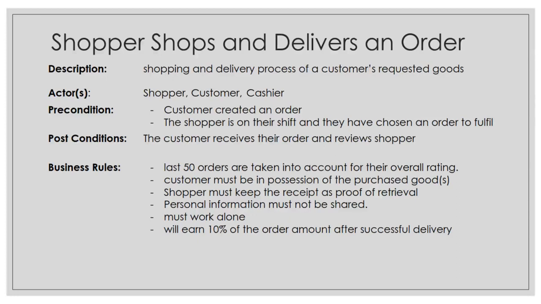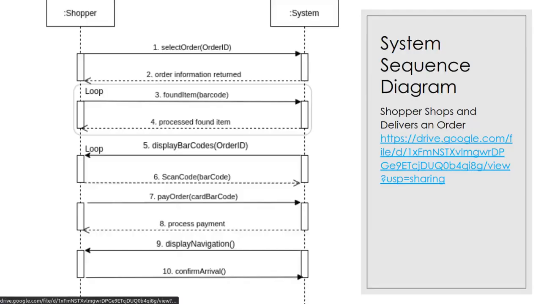For privacy and integrity, personal information must not be shared outside the app. Additionally, the shopper must work alone. If successful, the shopper should earn 10% of the order amount after successfully delivering an order. Here is the system sequence diagram. The loop specifies when a shopper is looking for the requested items in an order. Once again, this diagram is elaborated in the object level sequence diagram.